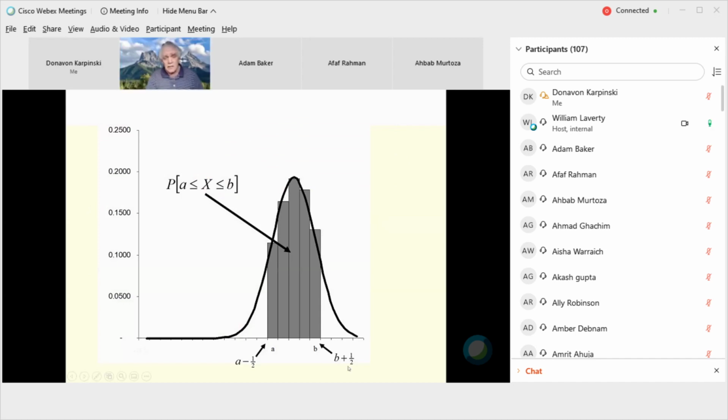Here, the rectangles are the binomial probabilities. I spread them out so that they range from an integer minus a half to an integer plus a half. So the sum of the probabilities between a and b would go from a minus a half to b plus a half. There's the approximating area.